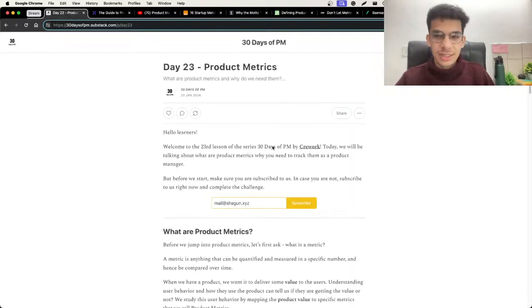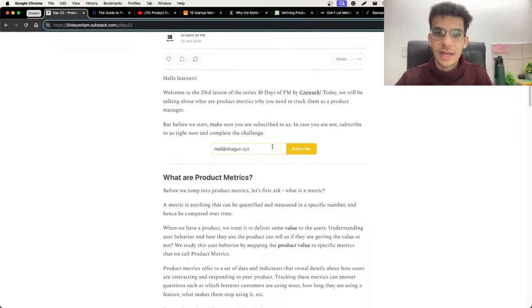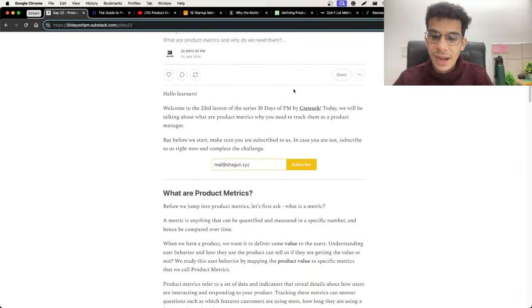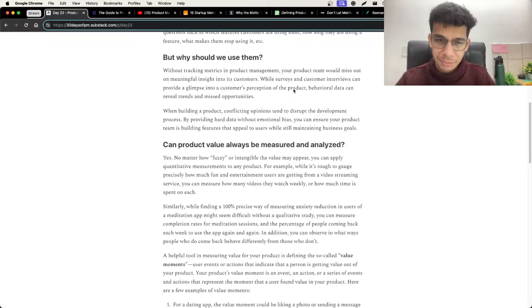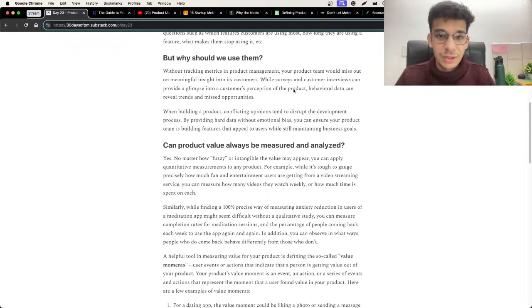But in essence, we understand what product metrics are. These are ways for us to look at the health and performance of our product, how things are performing and what needs to be improved and looked upon, right? But why should we use them? I think we have already gone through that and covered that.